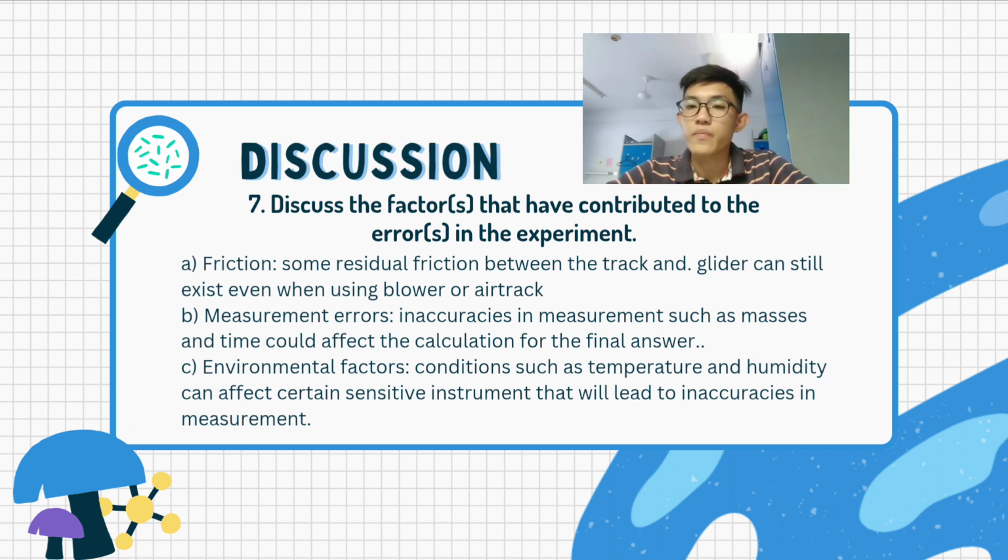First is friction. Some residual friction between the track and glider can still exist, even when using a blower or air track. Second is measurement errors. Inaccuracies in measurement, such as masses and time, could affect the calculation for the final answer. Third is environmental factors. Conditions such as temperature and humidity can affect certain sensitive instruments that will lead to inaccuracies in measurement.